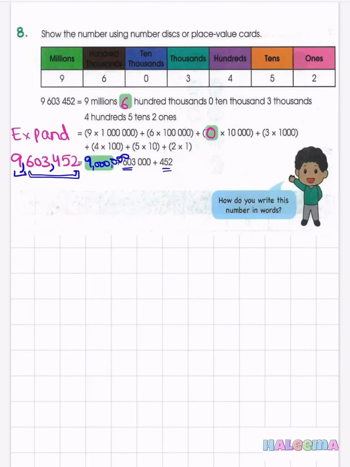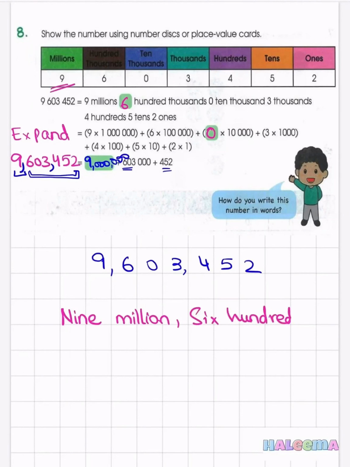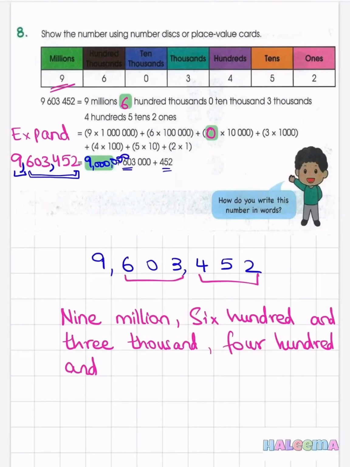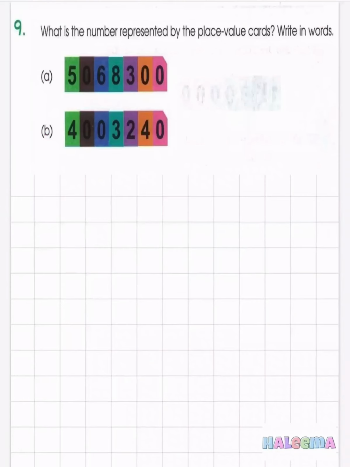Next, it's asking us how do you write this number in words? As I said, the first thing we need to do is 9,603,452. I'm not writing the place value chart because it's already done for us. Let's just straight away write it into words. 9 million, as you can see here, 9,603,000. Now this part, 452.